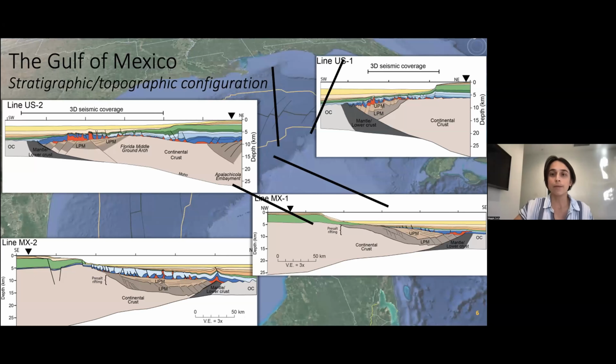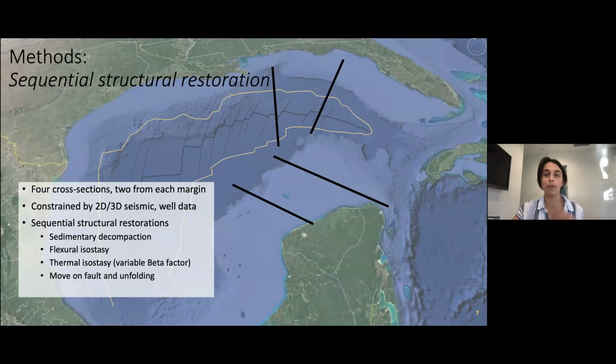Just to give you a little bit of background on what structural restoration entails, at each step of the restoration, we have to apply several corrections. So first, we backstrip and we decompact the sediment. And the decompaction is based on details of the lithology that we get from all the wells that have been drilled out here. So for example, mudstone compacts more than sandstone. So we have to pay attention to that. These are really long lines, several hundred kilometers. So we have to consider flexural isostasy. That's also considered at each step.